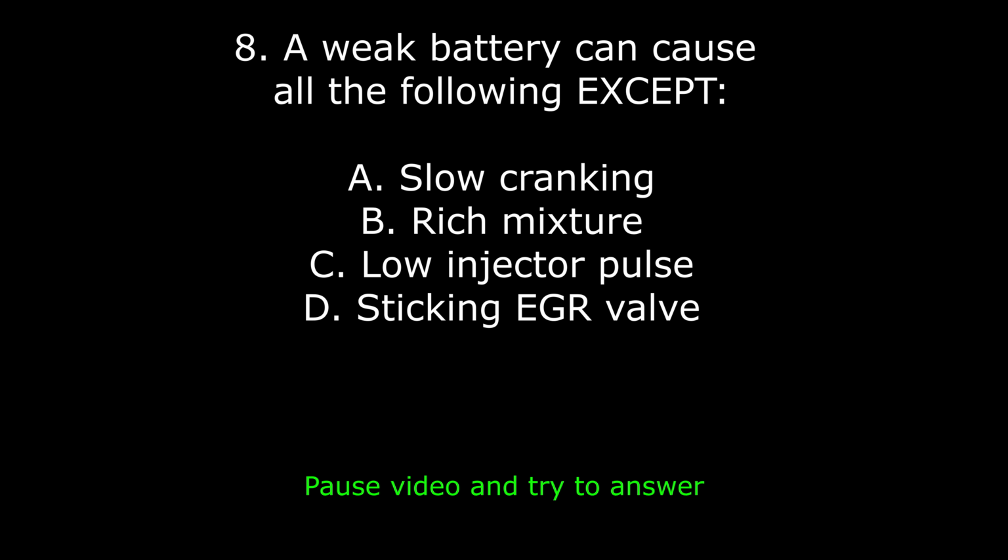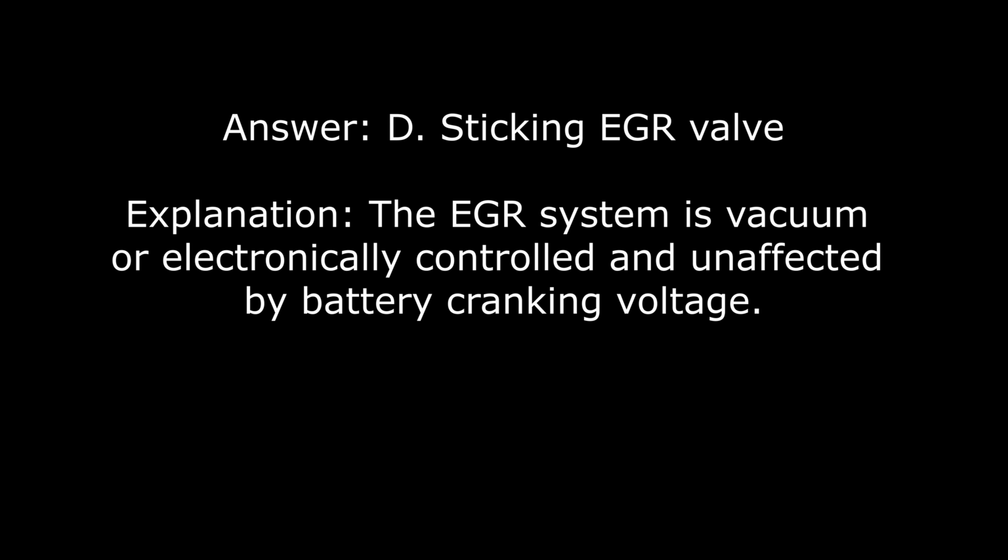8. A weak battery can cause all the following except A. Slow cranking. B. Rich mixture. C. Low injector pulse. D. Sticking EGR valve. Answer: D. Sticking EGR valve. Explanation: The EGR system is vacuum or electronically controlled and unaffected by battery cranking voltage.